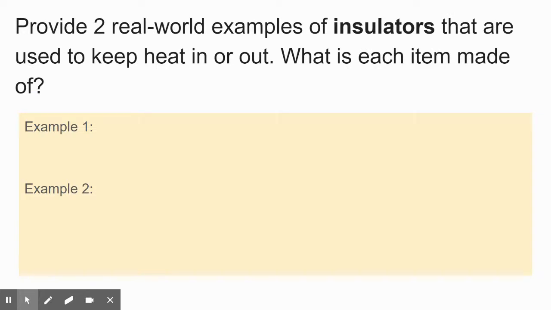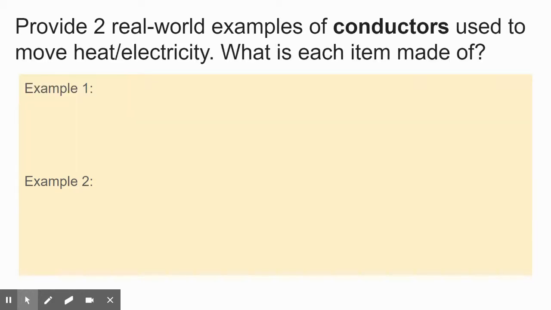Next, provide 2 real-world examples of insulators that are used to keep heat in or keep heat out. So remember, insulators trap heat, so they don't allow heat energy to pass through easily. I want you to think of 2 things that we use on purpose to keep heat in a container or close to an object and not allowing the heat to leave wherever it's coming from. In the yellow box, you'll just list example 1 and example 2.